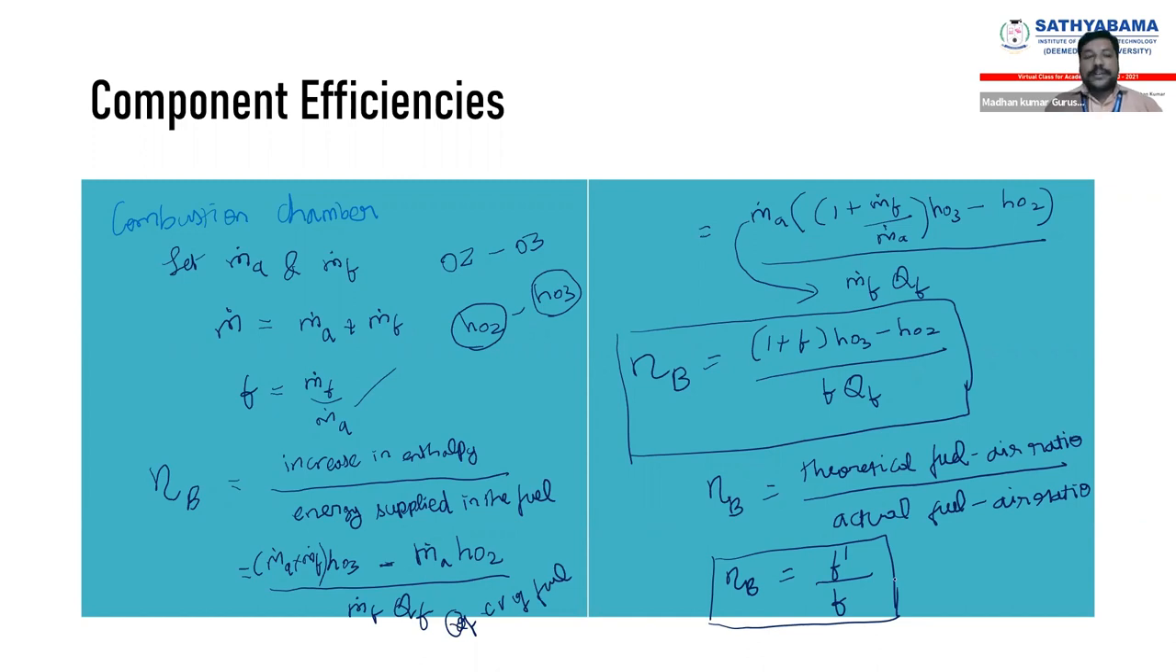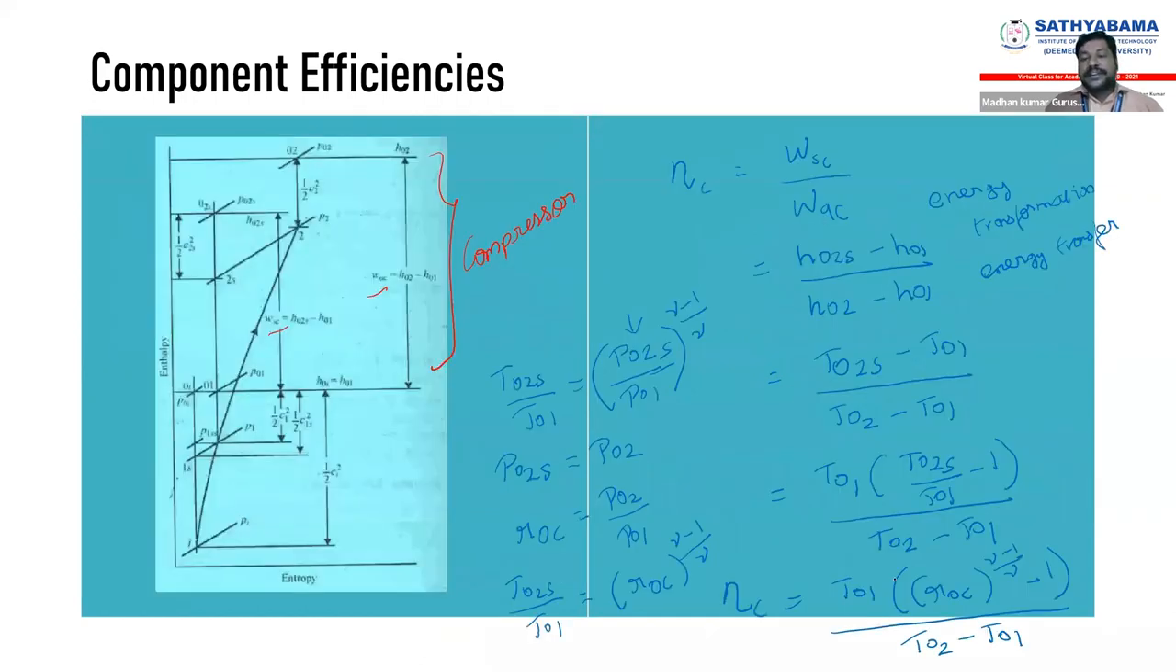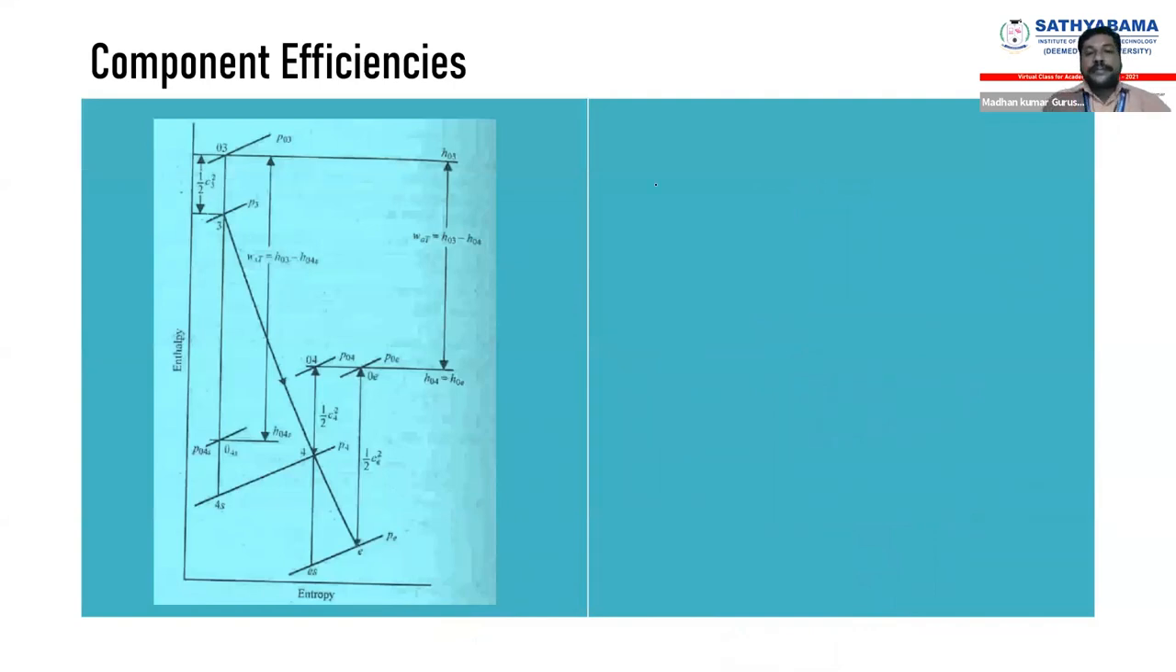So we had a look at your compressor efficiency, and this is your combustion chamber efficiency. Next, we are going for turbine efficiency, right? So in this turbine efficiency, let us have this particular thing. That is, you have the enthalpy entropy diagram of your isentropic state and your actual state. The actual state is given as 3 minus 4, and the isentropic state is given as 3 minus 4s. Now we are going to solve for turbine efficiency.